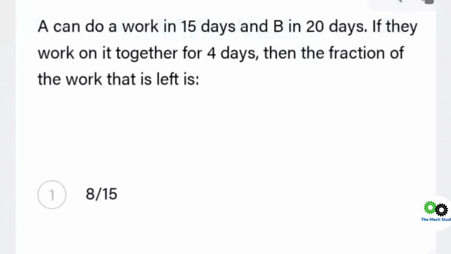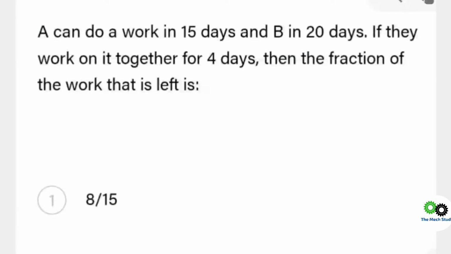So going ahead with real examples which come in questions of different competitive exams, I have taken that particular question from an examination, and you need to try to solve as much as possible. The first question was: A can do a work in 15 days. They have mentioned the time. B can do a work in 20 days. They have also mentioned the time. If they work together for 4 days, then you need to calculate the fraction of the work which is left.